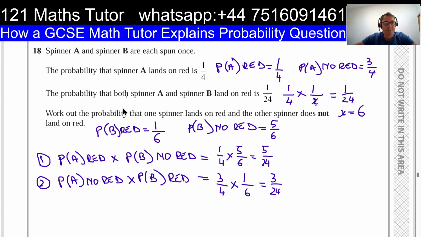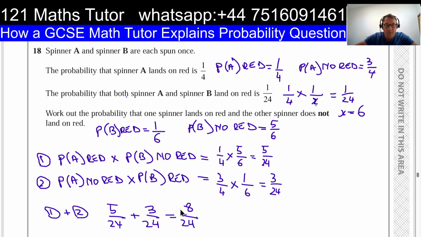The question asked me to find the probability of scenario 1 and the probability for scenario 2. So really, I have to add 1, add 2. That means I have to add 5 over 24, add 3 over 24, that is 8 over 24. And we can simplify that to 1 over 3. And that's your final answer.